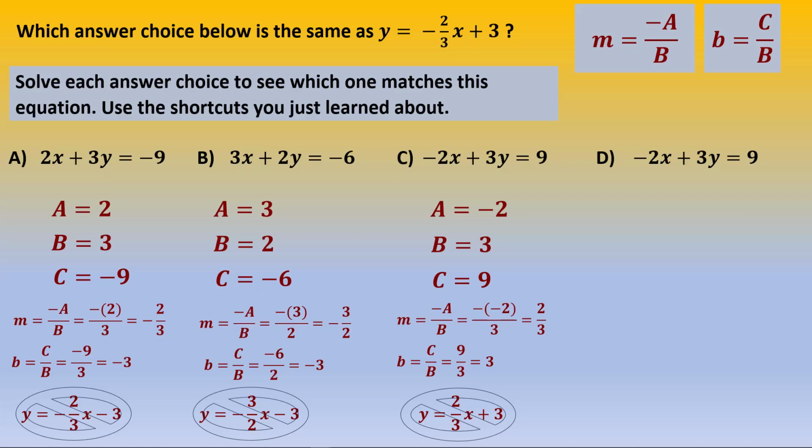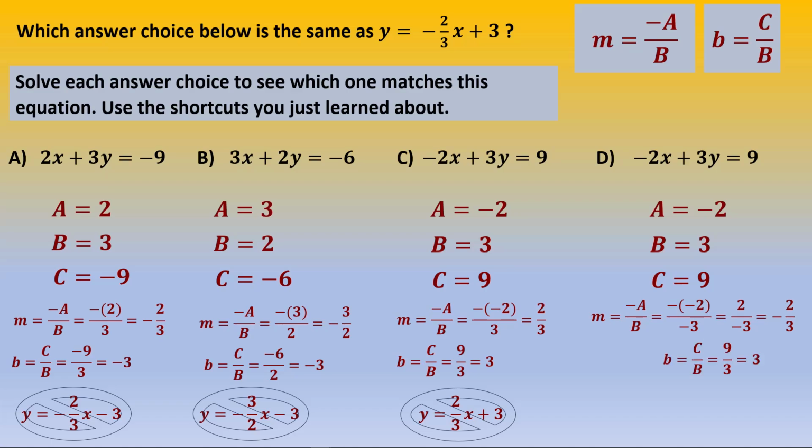This still doesn't match. Let's try D. A is 2, b is 3, c is 9. We plug in our formula. M is -2 over 3, b is 3. The equation is y equals -2 over 3x plus 3. This does match, and we have found the answer choice that matches the original equation.